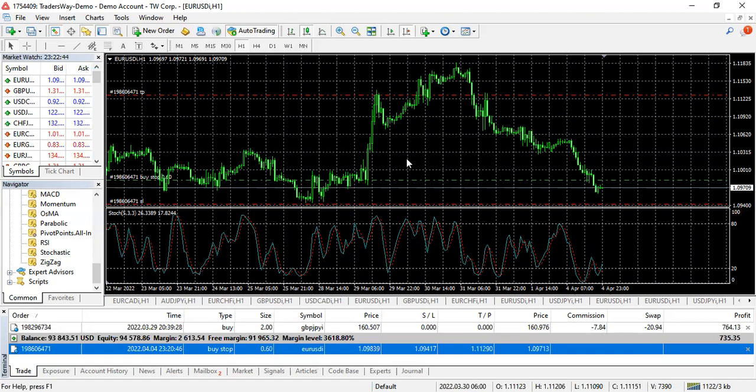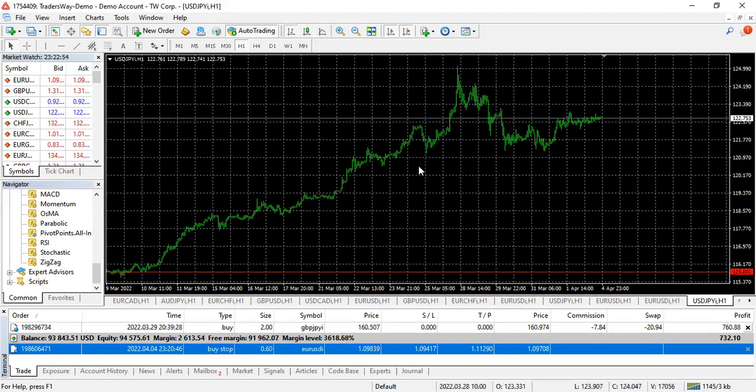So that is all about position sizing. For you to know actual, okay, let us try another currency pair. Let us try one more currency pair.